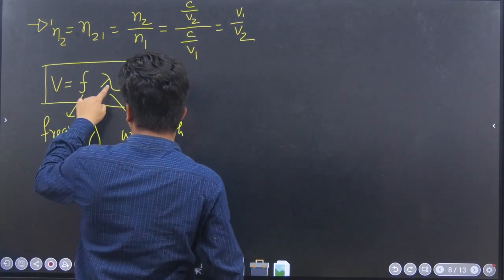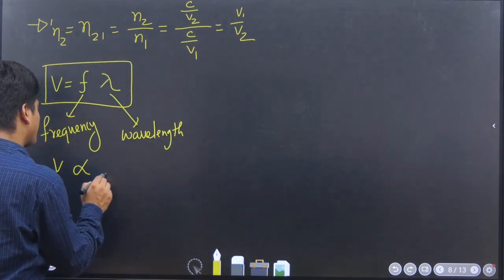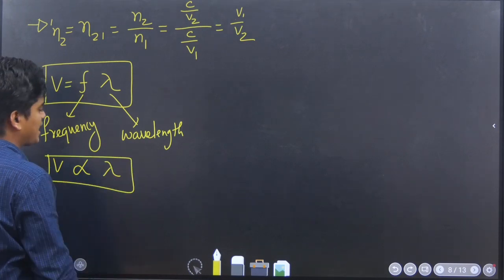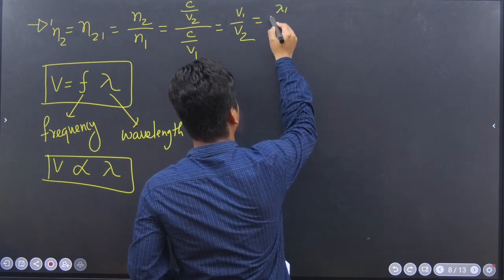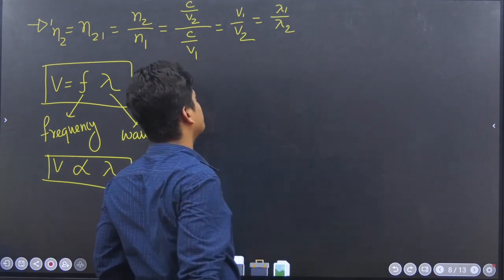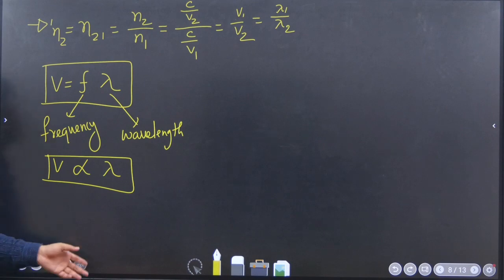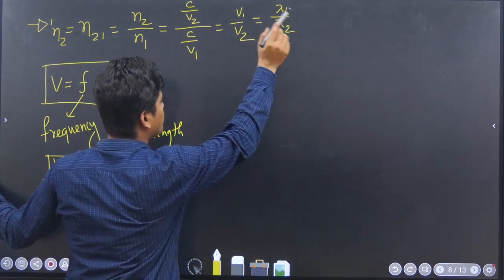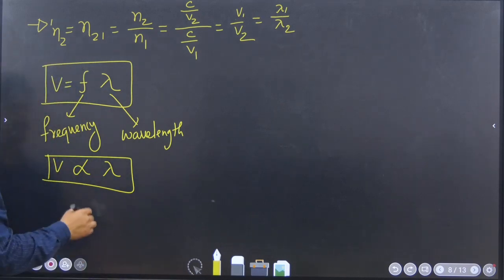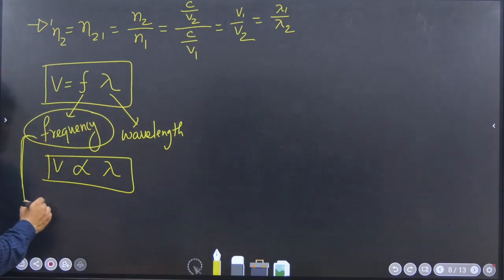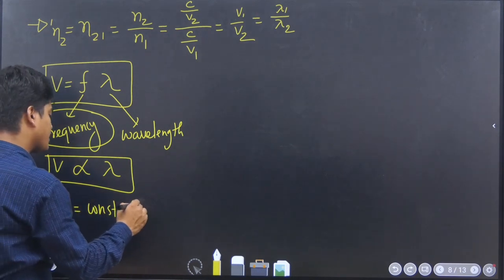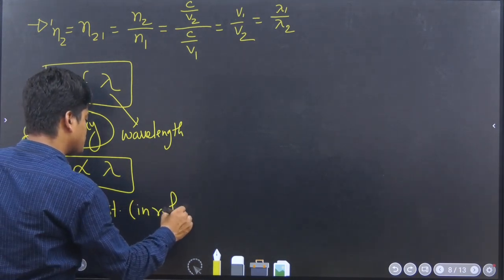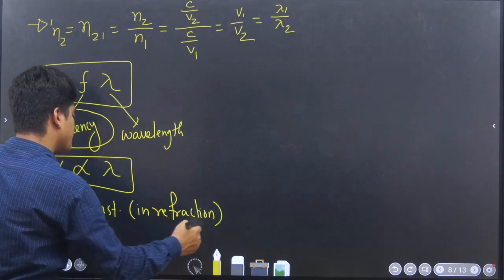Now here you see, V is directly proportional to lambda. Now I can write V1 is directly proportional to lambda 1, V2 is directly proportional to lambda 2. So you can write lambda 1 by lambda 2, or basically F times lambda 1, F times lambda 2. And remember this frequency F remains constant in refraction. In reflection also it is constant, in refraction also constant.